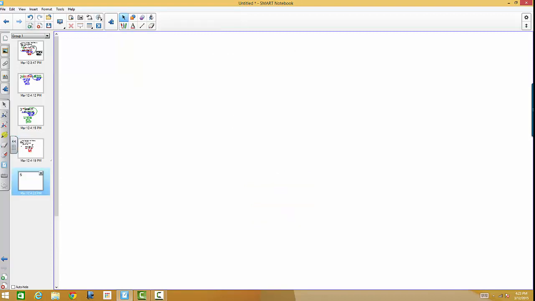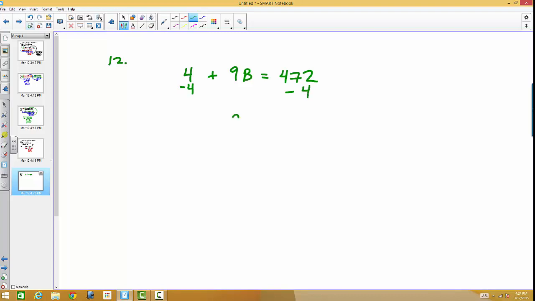Okay, we're going to skip 13, moving to 12. It says for a field trip, 4 students rode in cars, and the rest filled 9 buses. So 4 students were in a car, 9 buses, and the total is 472 students. And it says how many on each bus. So we would need to subtract the 4 first. So in the 9 buses, there's a total of 468.